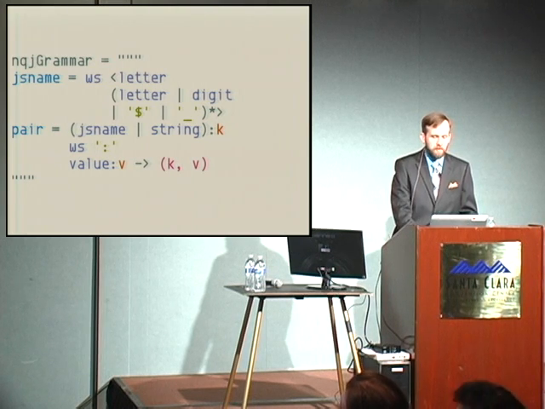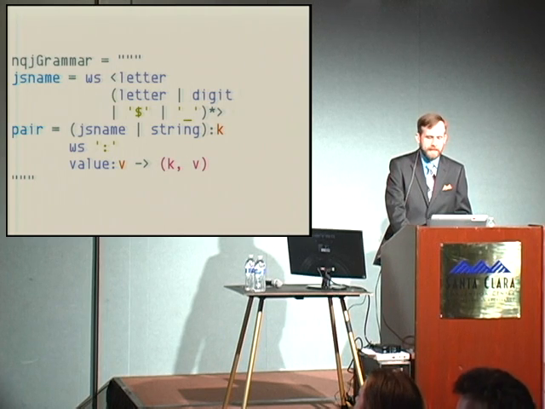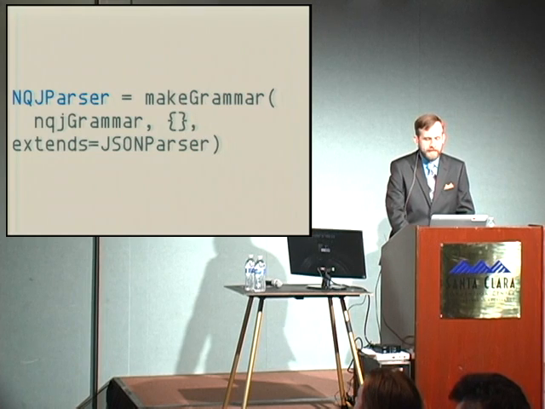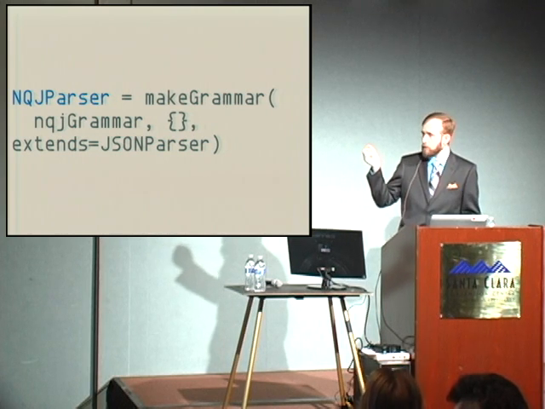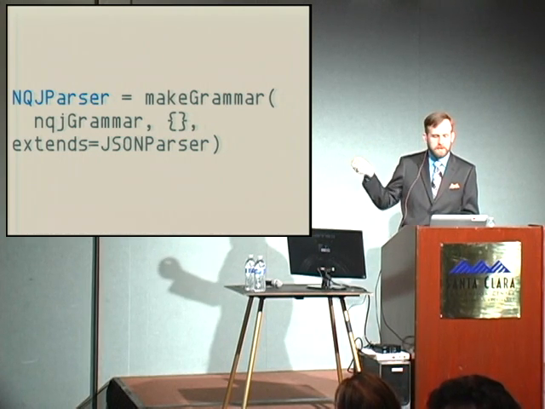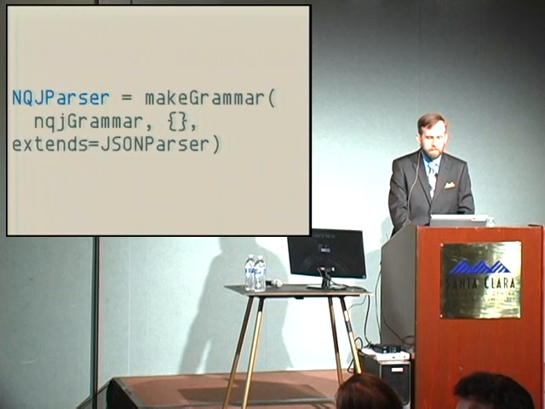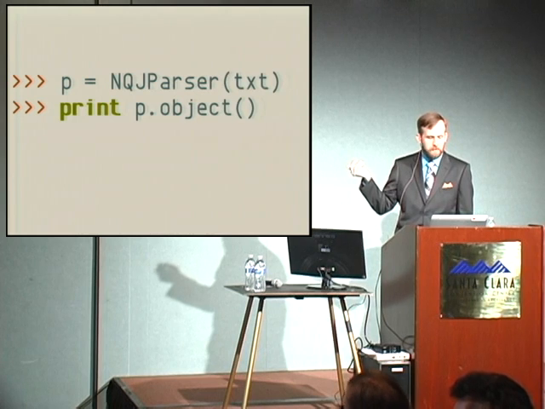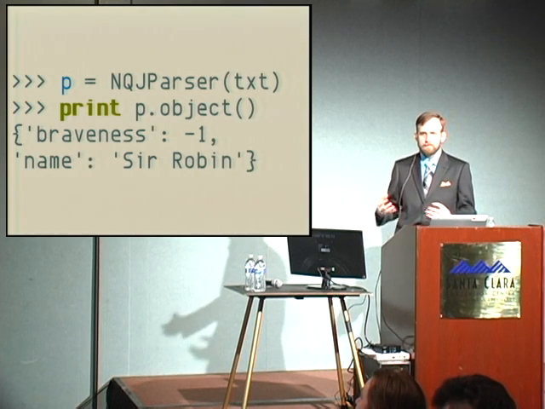So then our new pair rule will match either a JS name or string as the key, and then a regular value as before, and return that as a two-tuple. So we then call make grammar again, but this time we only wrote 2 rules. So we're going to say we're extending an existing parser. This creates a new parser that overrides existing rules in the new one. So we can then take our not quite JSON text, create an instance of the parser with it, and call the object rule, and it works.